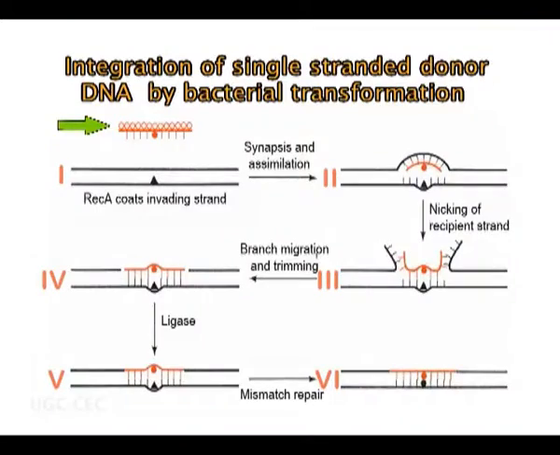Now the question arises how a single-stranded DNA gets substituted into the double-stranded genomic DNA. What was proposed here is that certain single-stranded proteins cover up the DNA, and the RecA protein will bind to the strand which will participate in the event of substitution. And you can see here synapsis and assimilation take place, which is followed by nicking of the recipient strand. The recipient strand undergoes nicking, followed by branch migration and trimming. This leads to the formation of a new strand, where the new strand is replacing the older one.